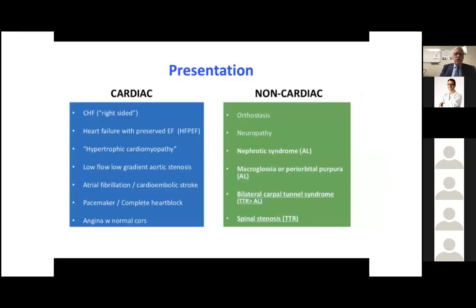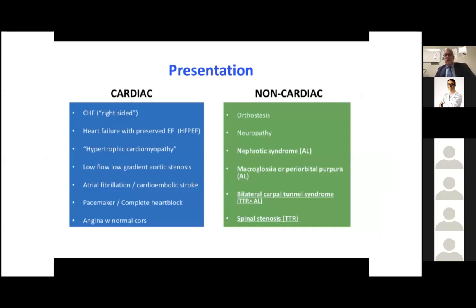Presentation we talked about, typically it's heart failure with a preserved ejection fraction, right side heart failure. If you see someone with a hypertrophic cardiomyopathy or diagnose that in someone who's 65, 70, think of amyloid. It's unusual to develop a hypertrophic cardiomyopathy in an older patient. We've talked about low flow, low gradient aortic stenosis, atrial fibrillation, conduction abnormalities, and angina with normal coronaries.